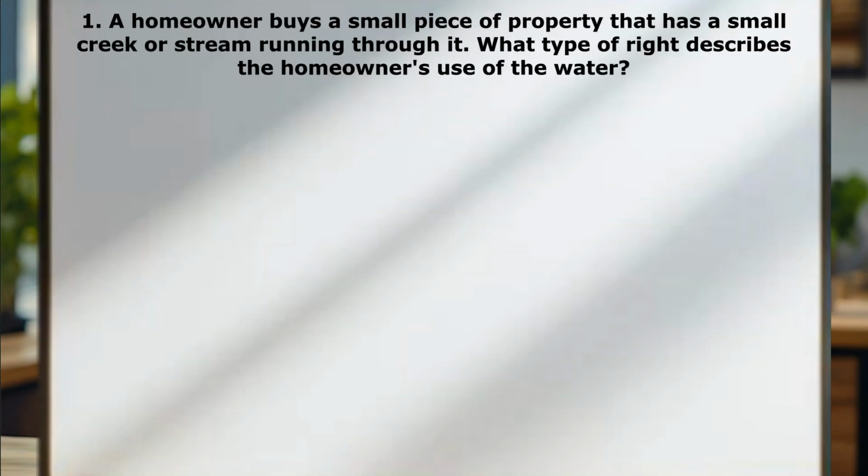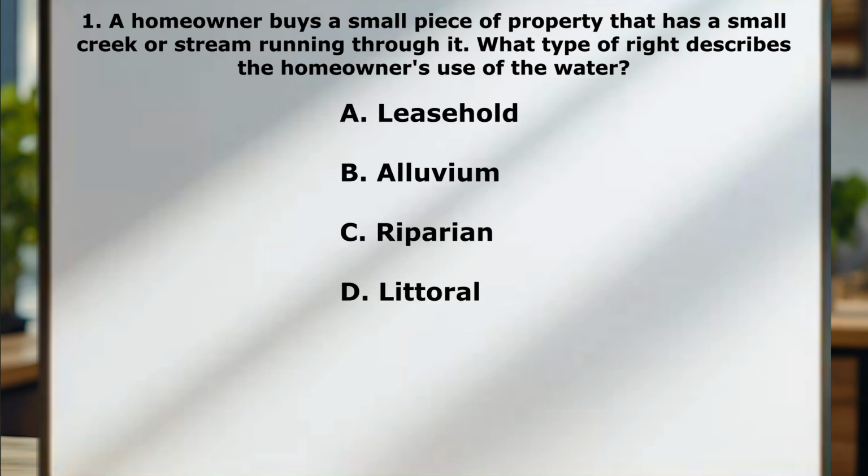A homeowner buys a small piece of property that has a small creek or stream running through it. What type of right describes the homeowner's use of the water? A, leasehold. B, alluvium. C, riparian. D, littoral.